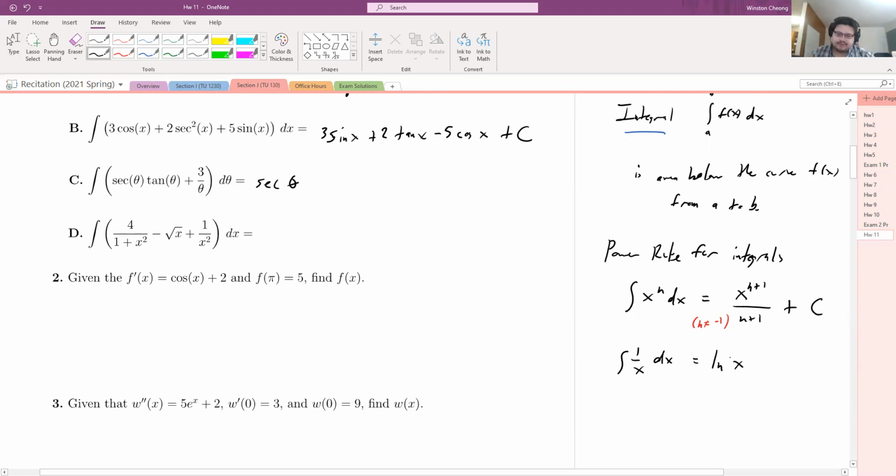But we introduced something kind of special to this. We actually introduced absolute values around the x. And the reason for that is because it expands the domain in question. So it's sort of a technical reason, but we do need to put these absolute values when we integrate this 1 over x. So just remember to do that, you'll be fine. So yeah, the second half of part C is 3 ln of absolute value of theta, and then plus c.